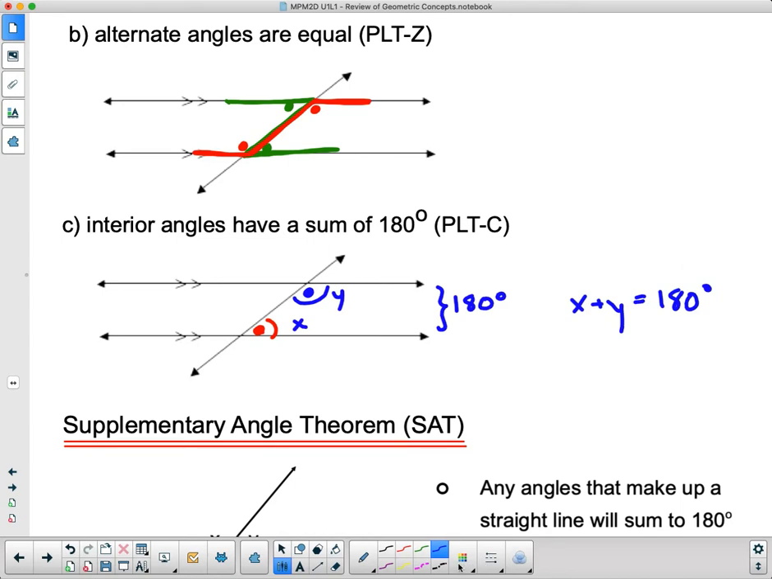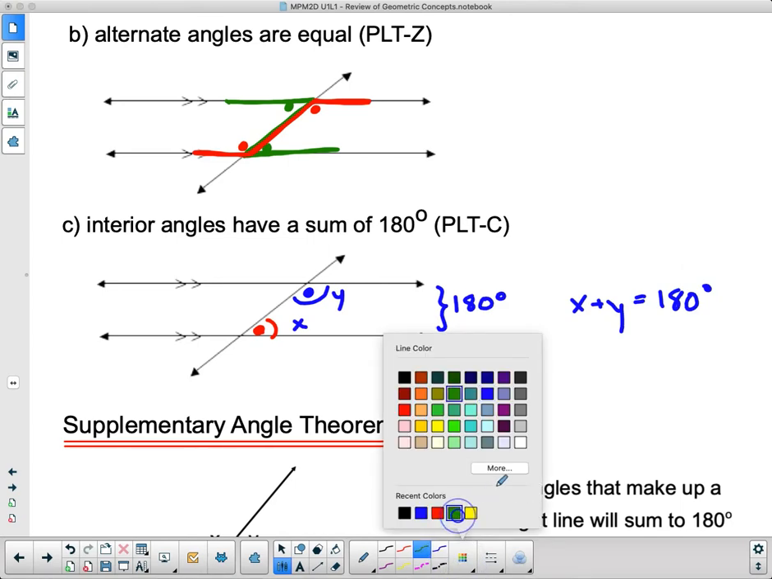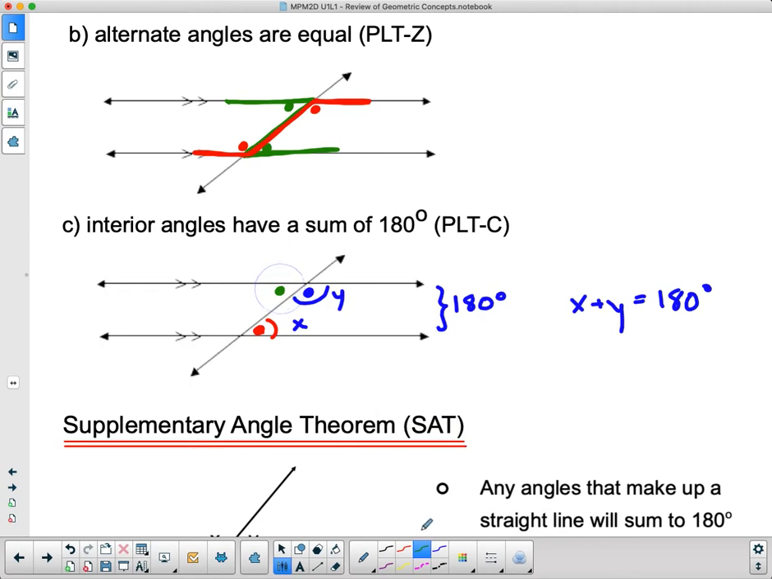Now the same thing occurs on the other side. Let's do two different colors here. This one and this one also will have a sum of 180 degrees. Yellow's maybe not the best color.